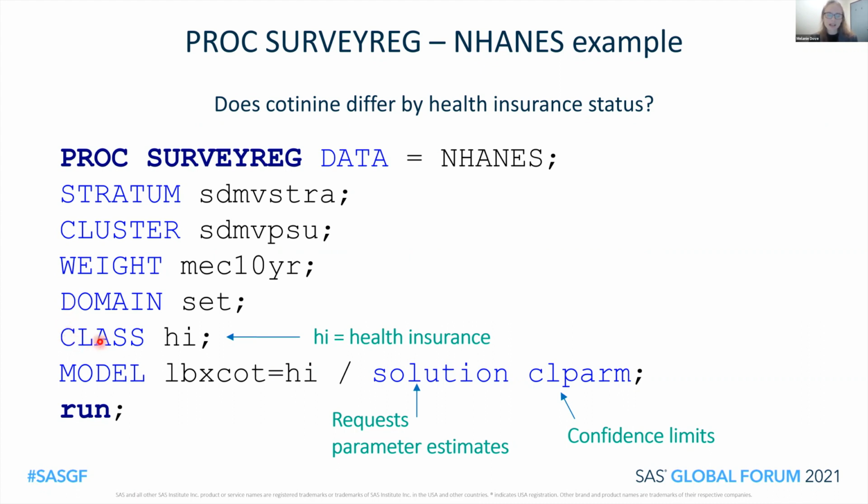And then we have our class statement where we list our categorical variable of health insurance. And then our model statement where we list our continuous outcome, cotinine, equals our categorical predictor. We include the option of solution to request the parameter estimates and CLPARM to request the confidence limits.